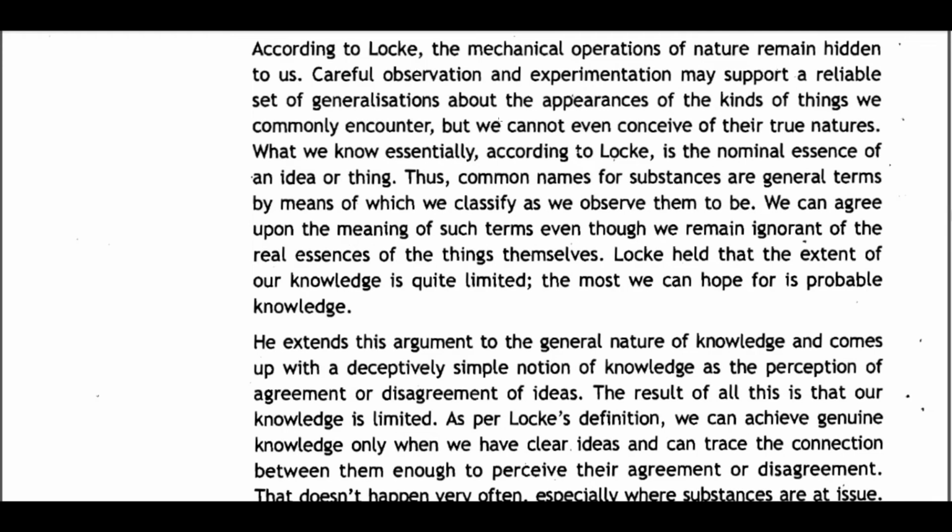According to Locke, the mechanical operations of nature remain hidden to us. Careful observation and experimentation may support a reliable set of generalizations about the experience of the kind of things we commonly encounter, but we cannot even conceive of their true natures. What we know essentially, according to Locke, is the nominal essence of an idea of a thing. Common names for substances are general terms by means of which we classify things as we observe them to be. We can agree upon the meaning of such terms even though we remain ignorant of the real essences of the things themselves.